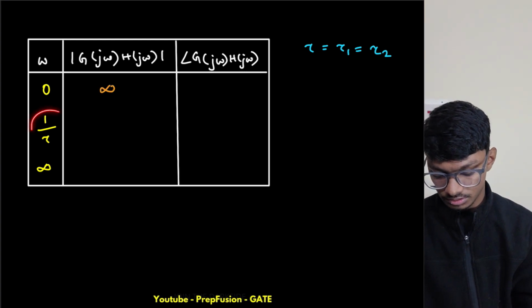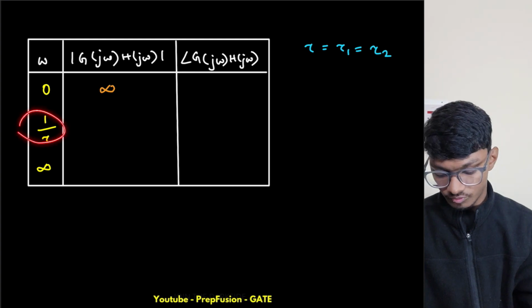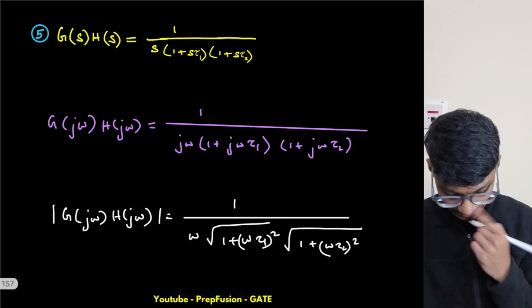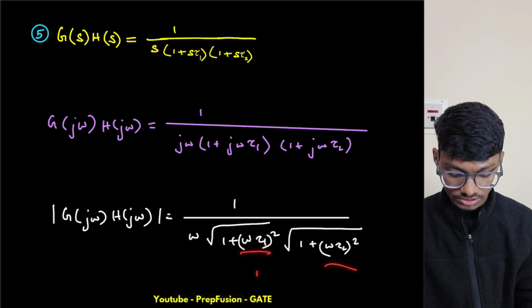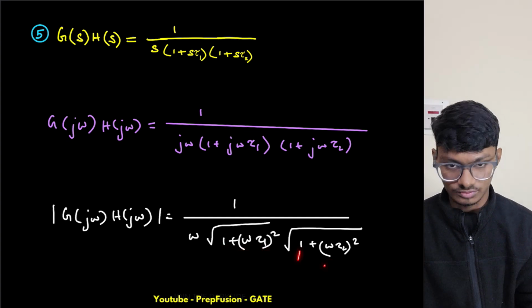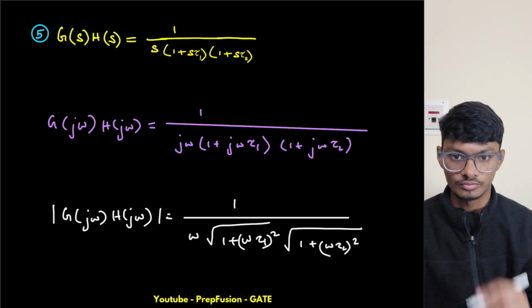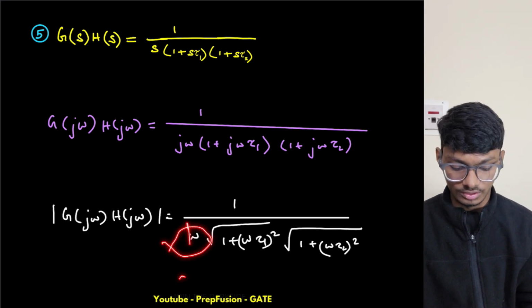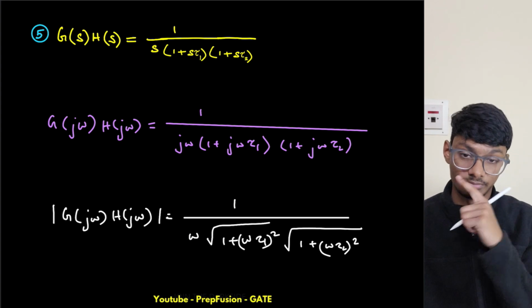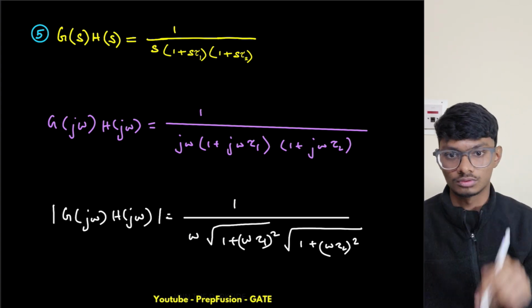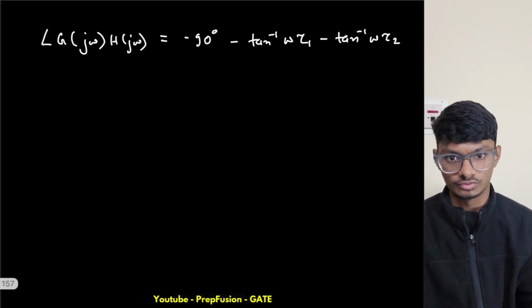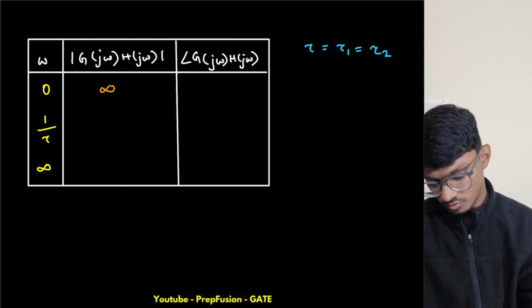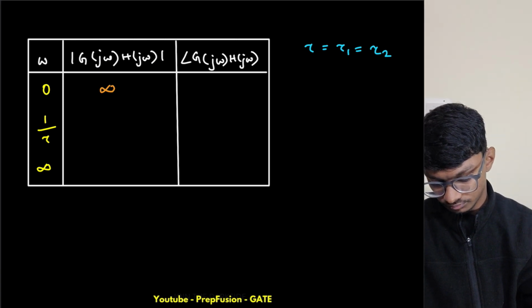What about this one? What is happening at 1 by tau? These are equal, so this becomes 1 plus 1 root 2 times 1 plus 1 root 2, which is 2 itself. Now this is 1 by tau, so it is again tau by 2. Previously it was tau by root 2, now it is tau by 2. If you remember from the previous question, this is tau by 2, or 0.5 tau, you can say.